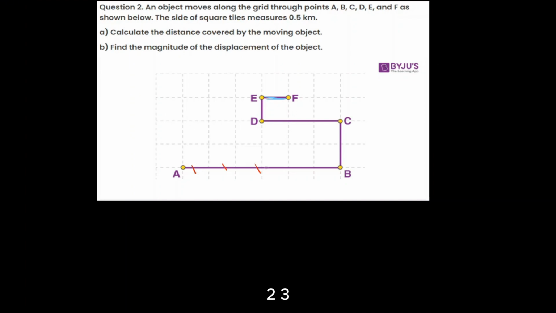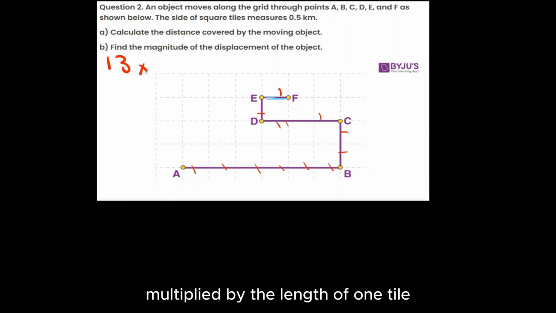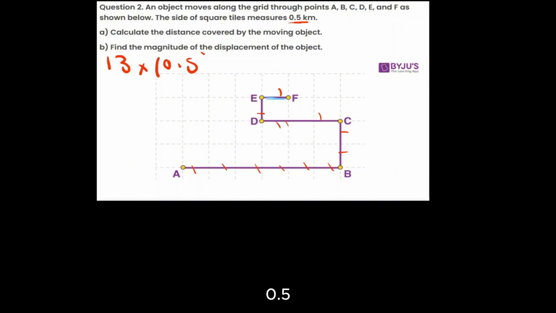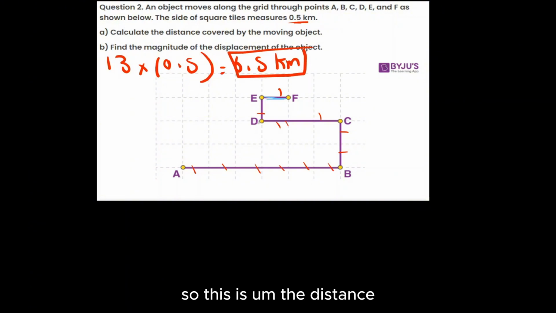1, 2, 3, 4, 5, 6, 7, 8, 9, 10, 11, 12, 13. So we have 13 tiles multiplied by the length of one tile, 0.5. The answer is 6.5 kilometers. So this is the distance.